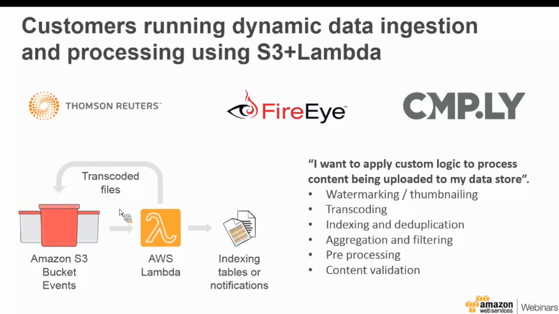And Lambda very quickly fits into this in terms of thumbnailing or watermarking or any sort of media transformations. You could do file indexing and deduplication and file filtering, or you could even do things like log aggregation and filtering. You could do pre-processing if this is going to fit into a different stage in your pipeline, or you could do things like content validation to make sure that the object is truly what you expect it to be, if you want to have some sort of validation over there.